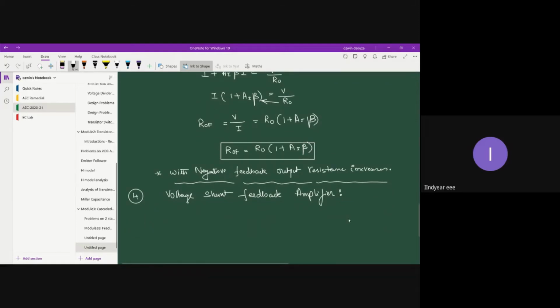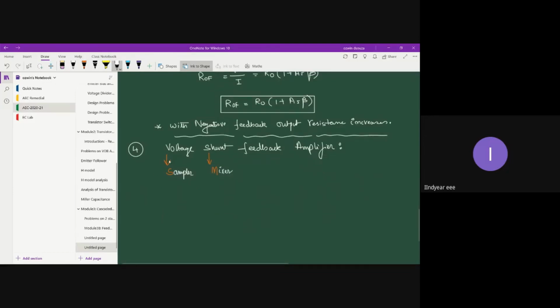Okay, all right. So how do you decide which basic amplifier to be used for this voltage shunt feedback amplifier? First is the sampler, second is the mixer. All right, so this is your sampler, and this is your mixer. Okay, so what is that you need?